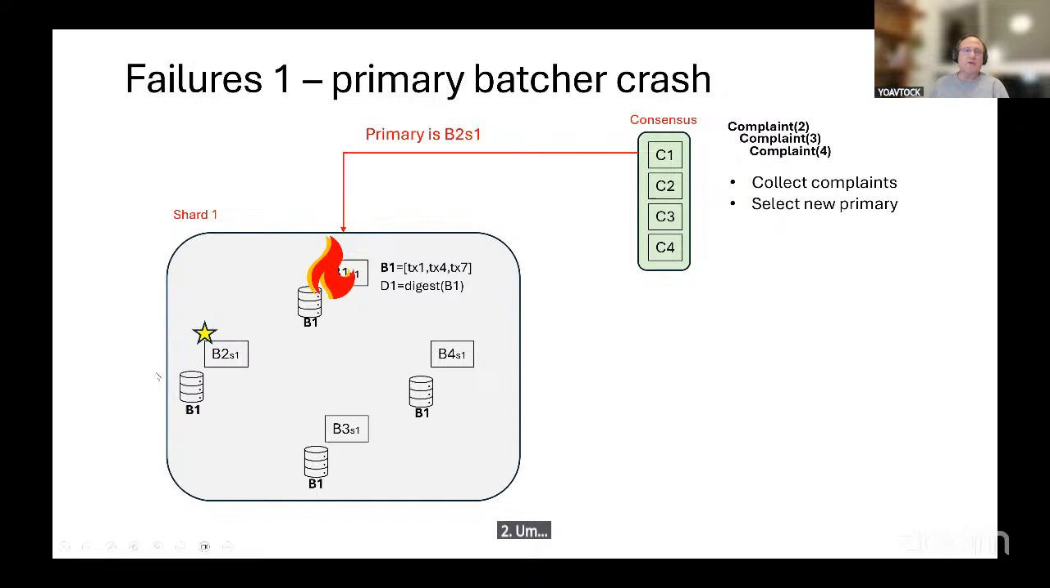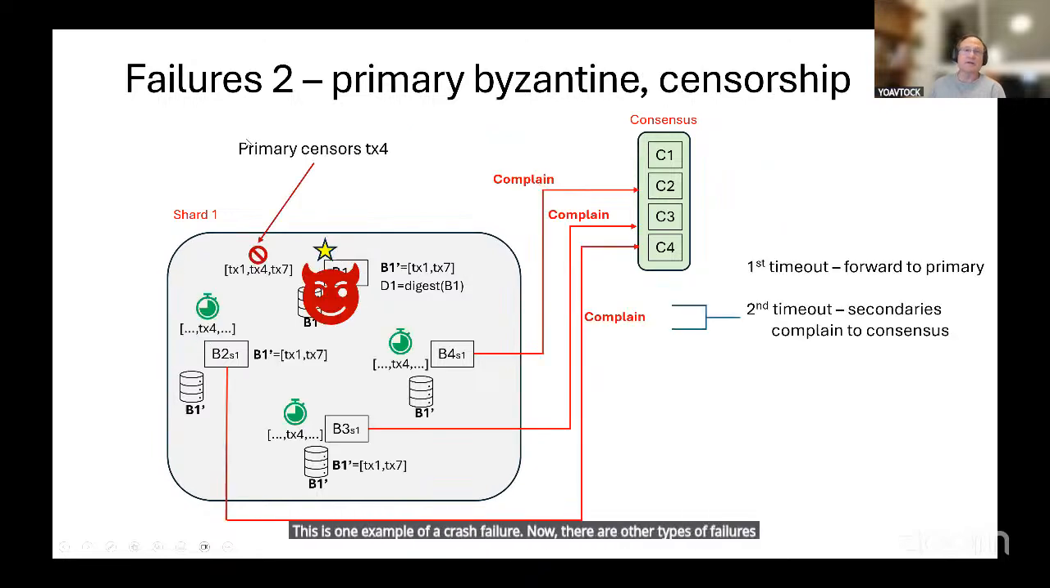And the new primary will pick up where the old primary had left. This is one example of a crash failure. Now, there are other types of failures, Byzantine failures. I'll just give one example of transaction censorship.